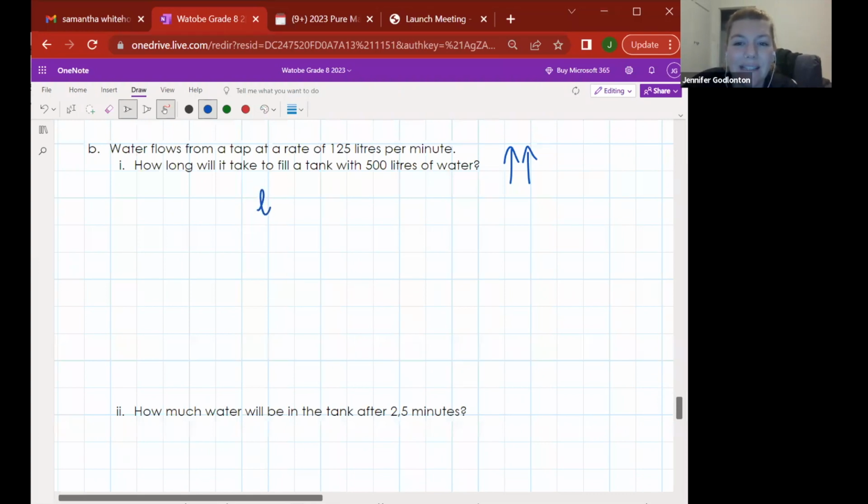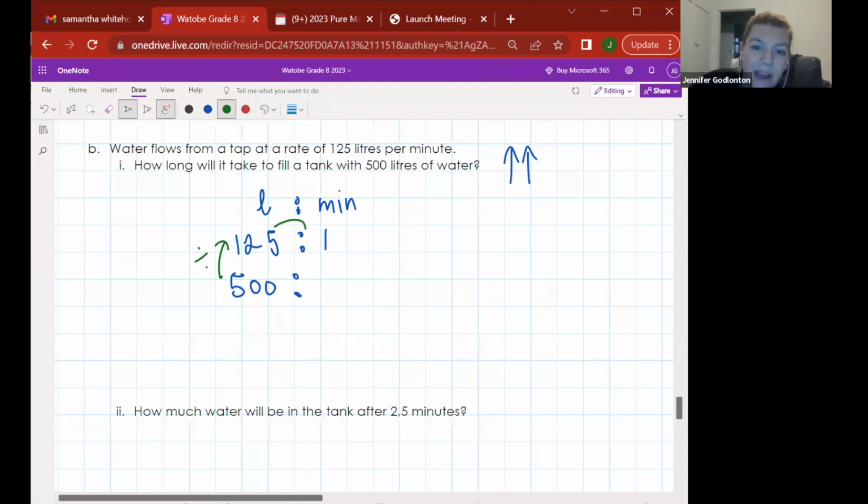So we've got liters, and then we've got minutes. So 125 liters is happening in 1 minute. And we want to know how long it's going to take for 500 liters. Lots of different ways we could go about this. I'm going to do the same way we've been talking about. So in my calculator, I'm going to say 500 divided by 125 times 1, and I will get 4 minutes.